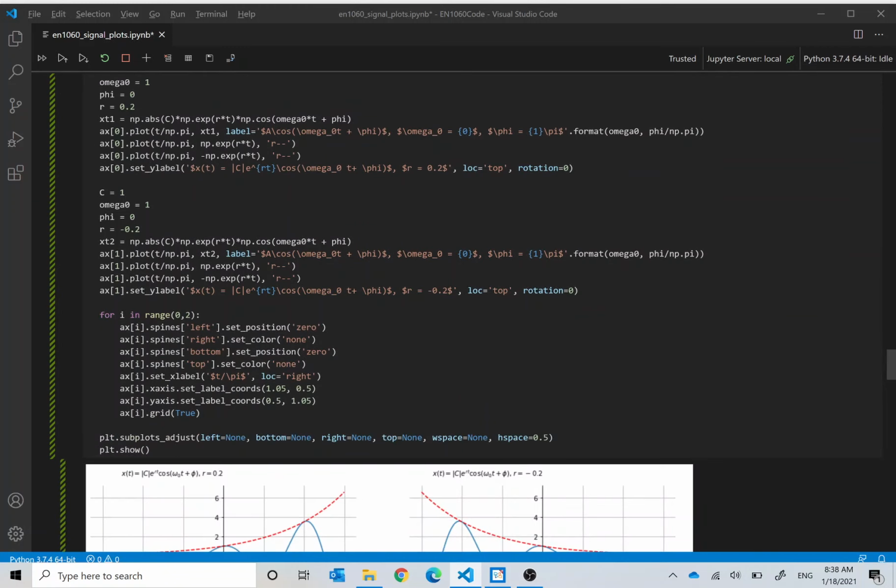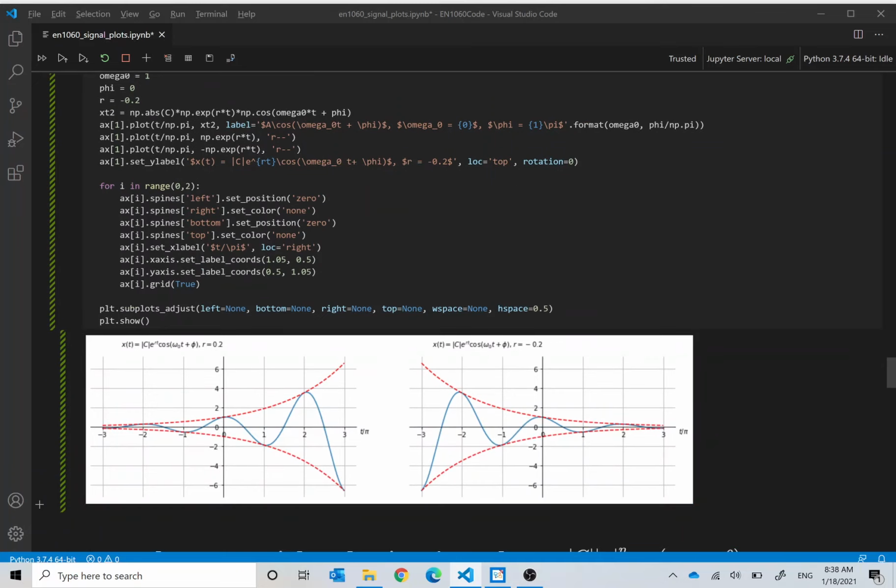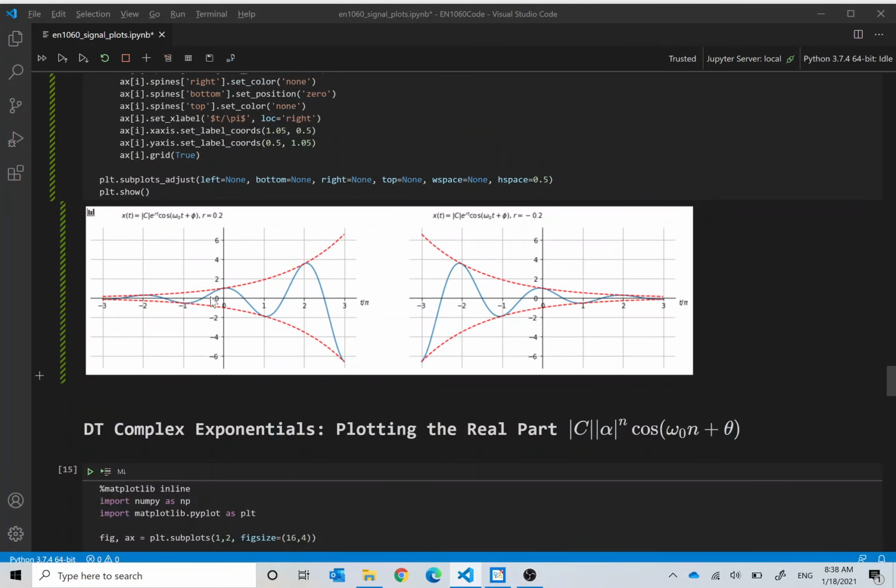Then we will plot the r equals minus 2 case as well with the exponential decay, the same signal xt2 equals np absolute value of c, np dot exp rt, np cos omega naught t plus phi. So when we plot them, you can see we obtain the real part of the complex exponentials.